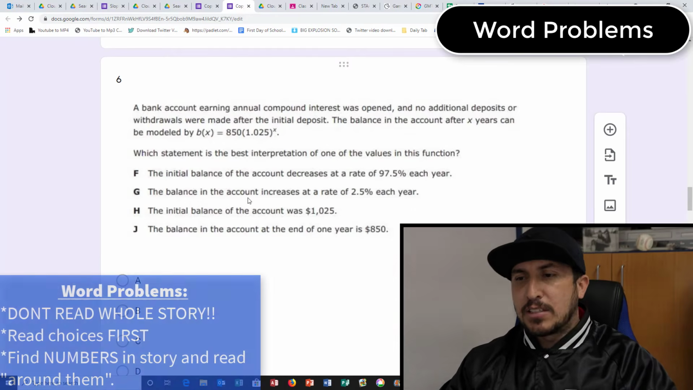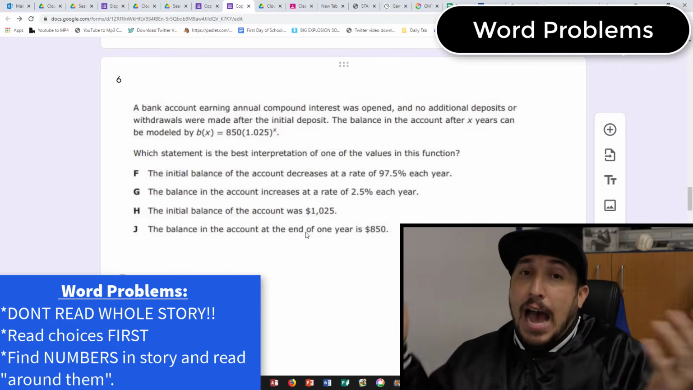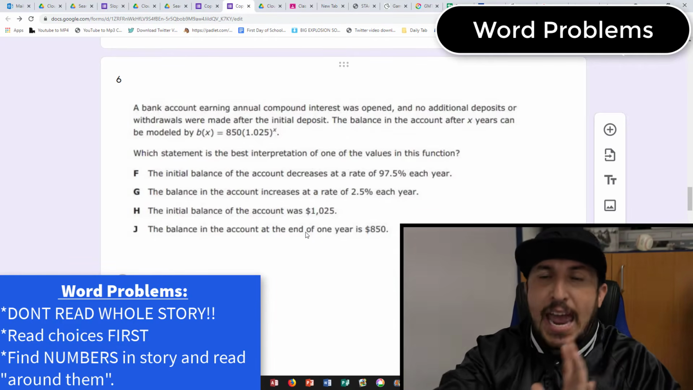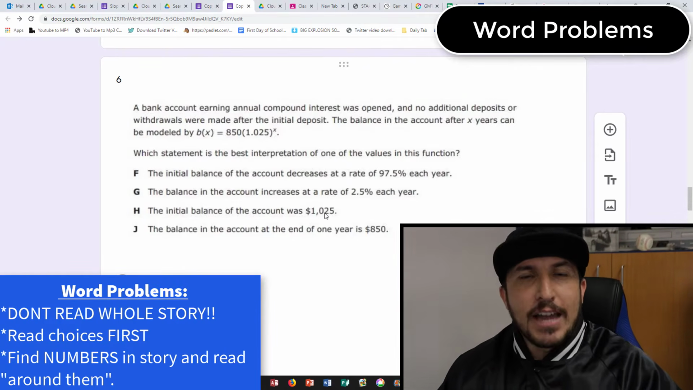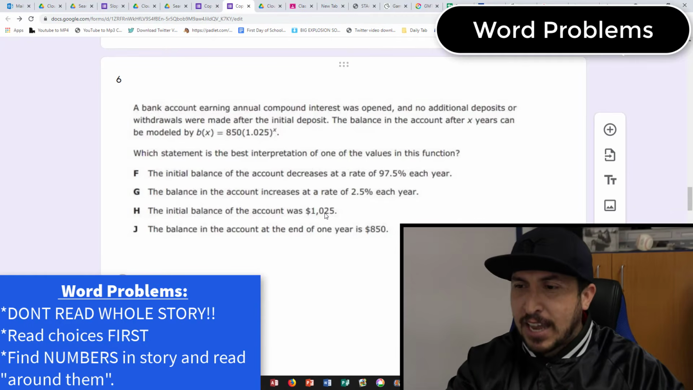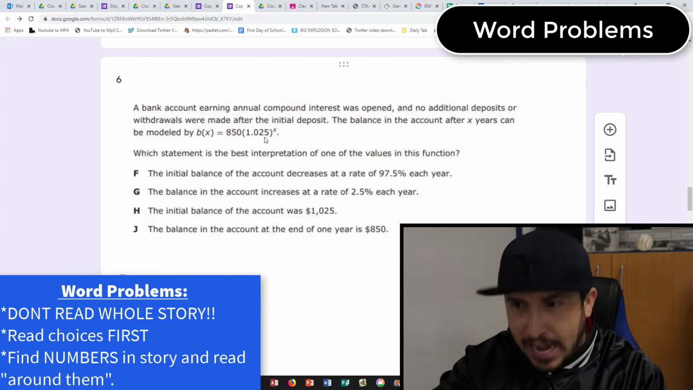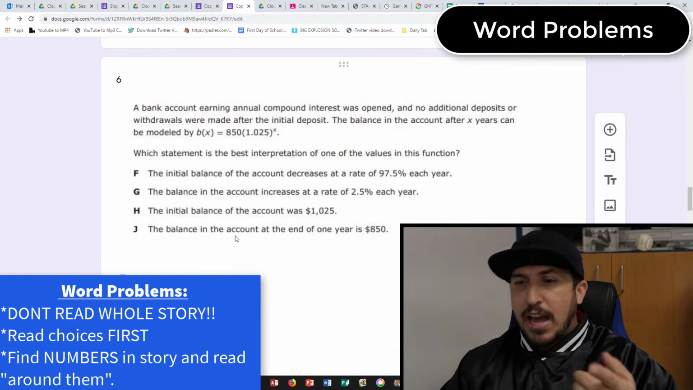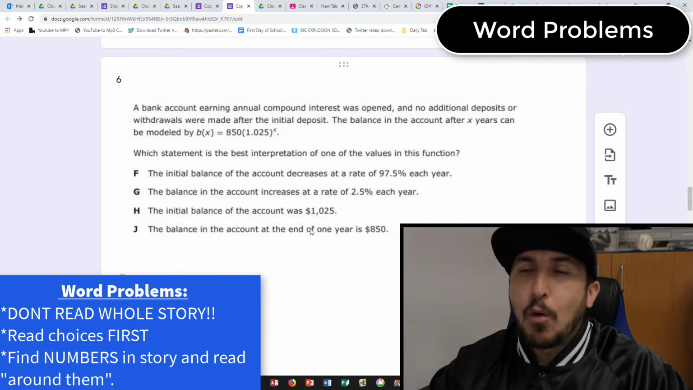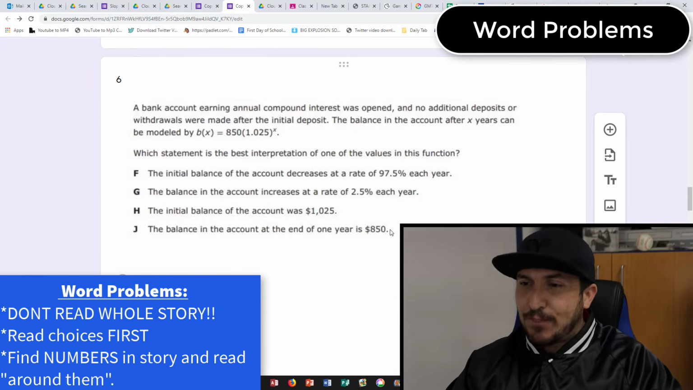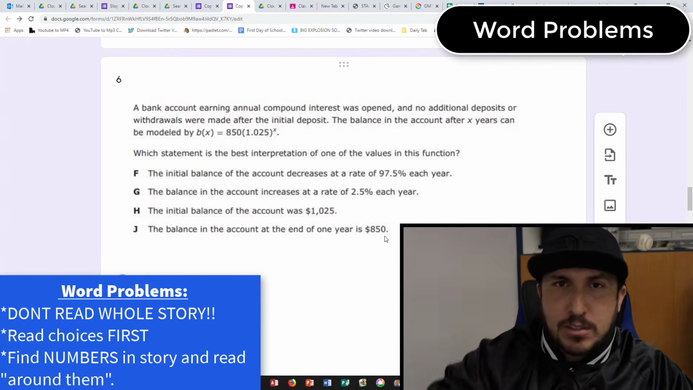Choice G says the balance of the account increases. Is it increasing? Yes, it is. Is the rate 2.5%? I don't know. So I'm going to hang on to him, question mark. Choice H says the initial balance was 1025. What does initial mean? Initial means first. Is the initial number 1025? No. 850 is the first number that I see. So H is wrong. How about choice J? The balance on the account at the end of 1 year is 850. At the end? What number is at the end? It's definitely not 850 because 850 is in the front. 850 is the initial. 850 is the original. 850 is the first.